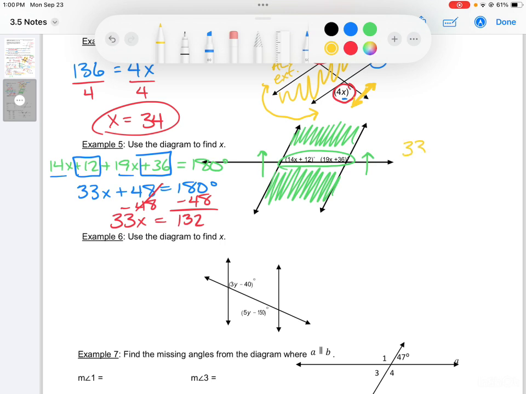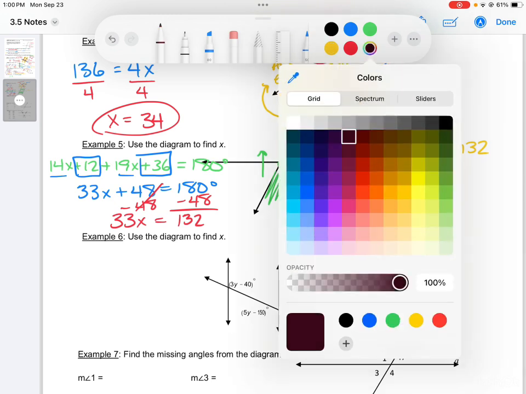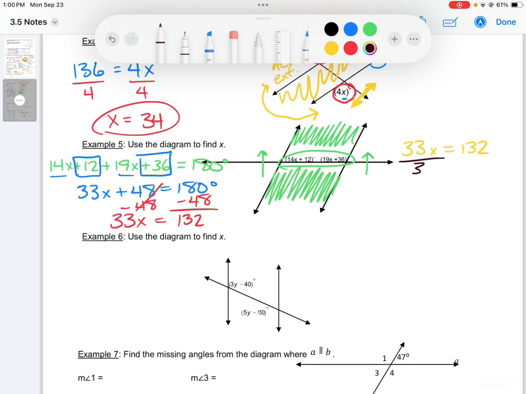My very next step, I'm going to write over here to the side where I've got more room. 33x equals 132. My final step is going to be to divide each side by 33. x equals 4.